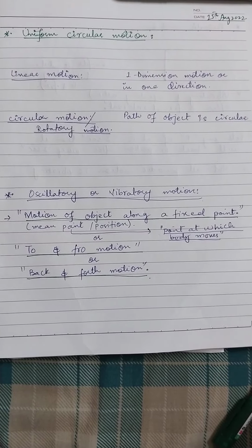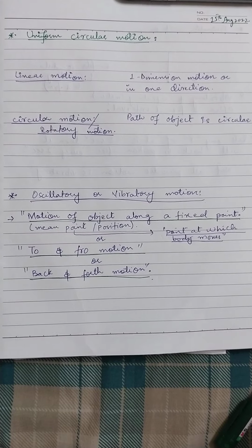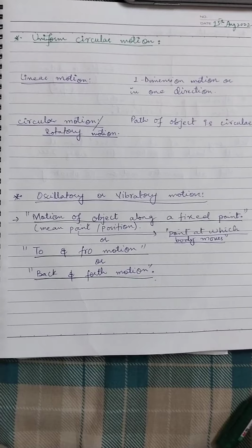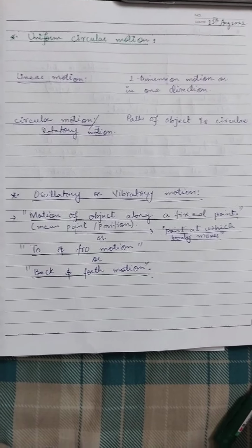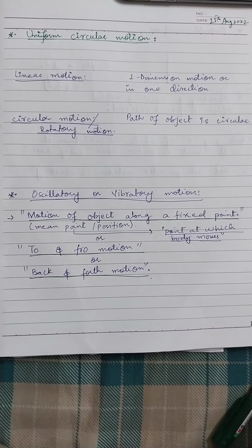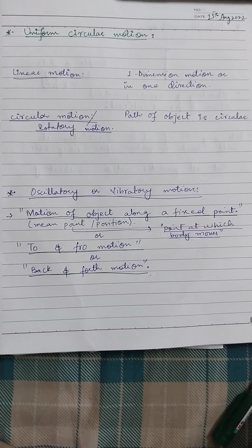Any motion that is only in one direction or in one dimension, like you are walking in a certain direction, or in the x-axis, y-axis, or any single axis, one dimension, is called linear motion. Simply, you are walking, it is one example of linear motion.